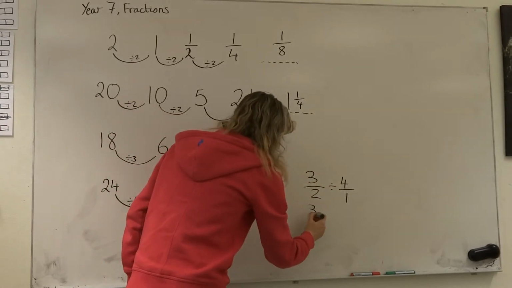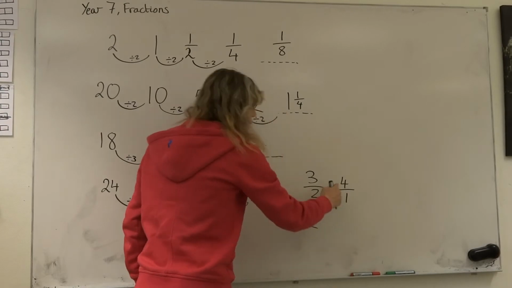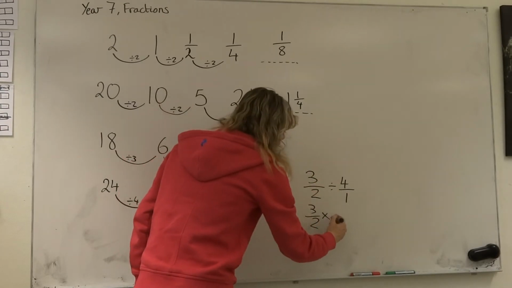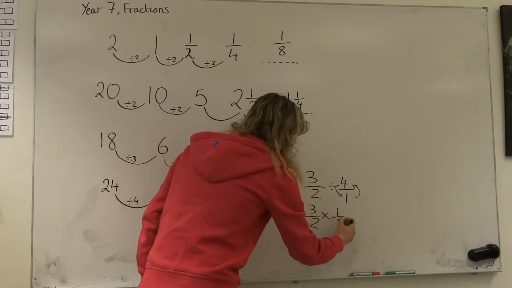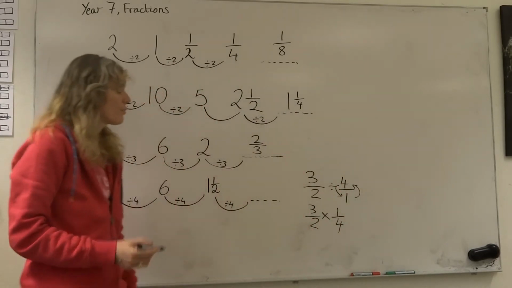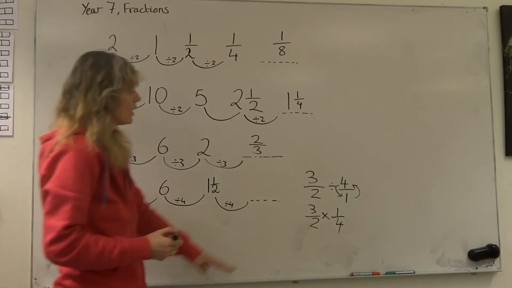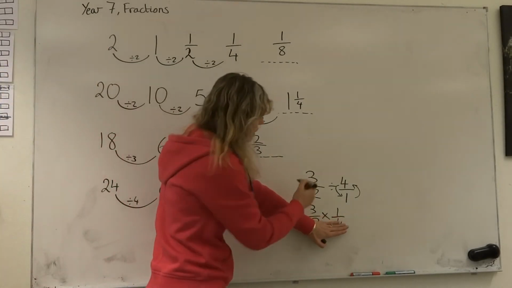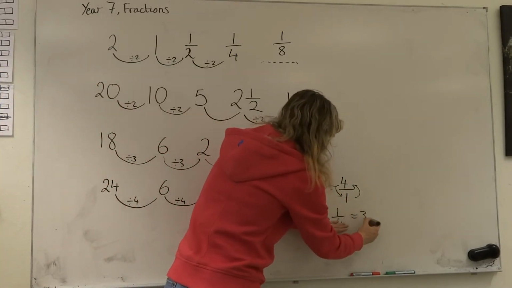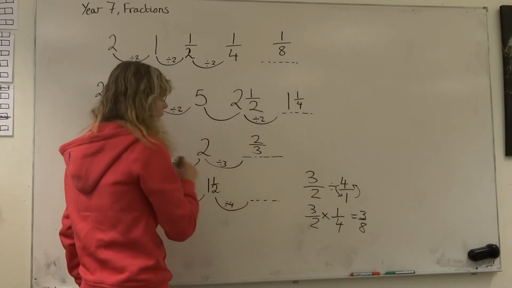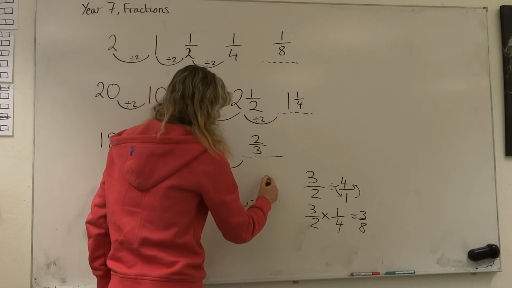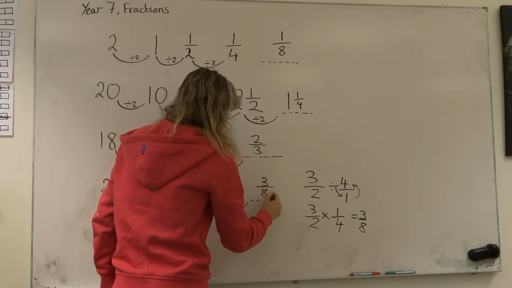We keep the first number the same, 3/2. Change the divide sign into a multiply and then swap these around. So you get 3 halves multiplied by 1/4. Then it's just to multiply fractions. 3 times 1 is 3 and 2 times 4 is 8. So a quarter of 1.5 is 3/8.